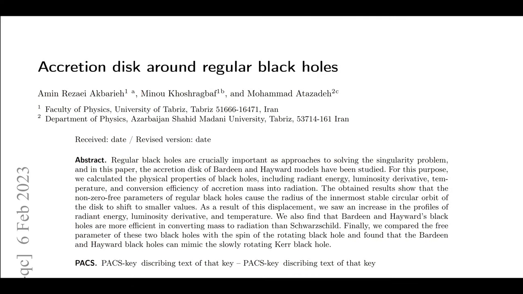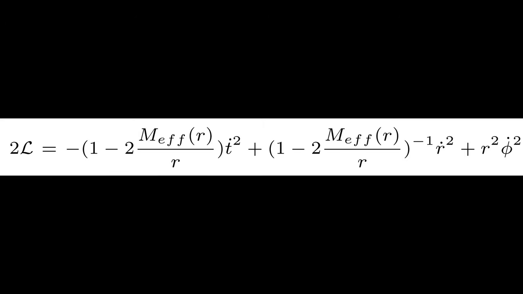Removing the singularity altogether. This is what Professor Akbarish and his collaborators at the University of Tabriz attempt to do in their paper titled Accretion Disk Around Regular Black Holes. Through the paper, they describe how changing the effective mass function, something that describes the structure of the black hole through its mass, leads to different distributions of the singularity.